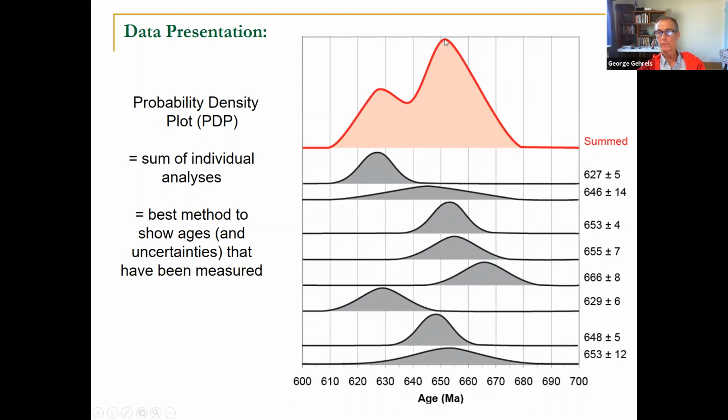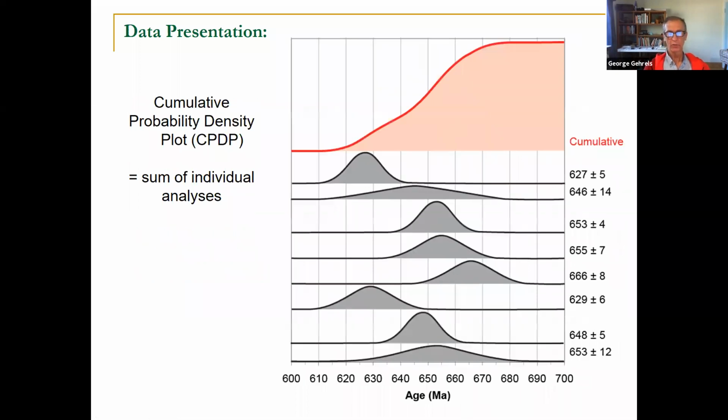It looks like most of the probability is here at this peak, 650 something. There's also a secondary probability peak here at 620 something. And those might be the ages that you report to your readers as the most important ages for these individual analyses. You wouldn't list the individual analyses in the paper. Okay, so that's how we do the PDP construction.